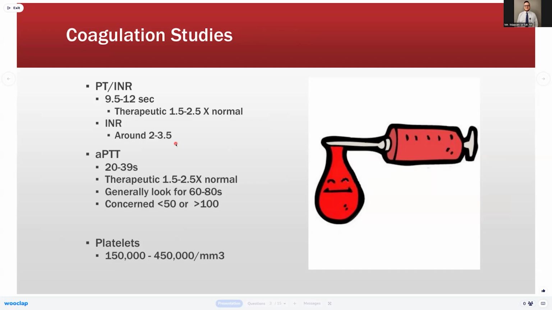And then overall, don't forget platelets, also known as thrombocytes. We want a decent amount of those guys. Platelets should be anywhere from 150,000 to 450,000. And so if platelets are less than 150,000, then you start to go, okay, so risk of bleeding is now increased.